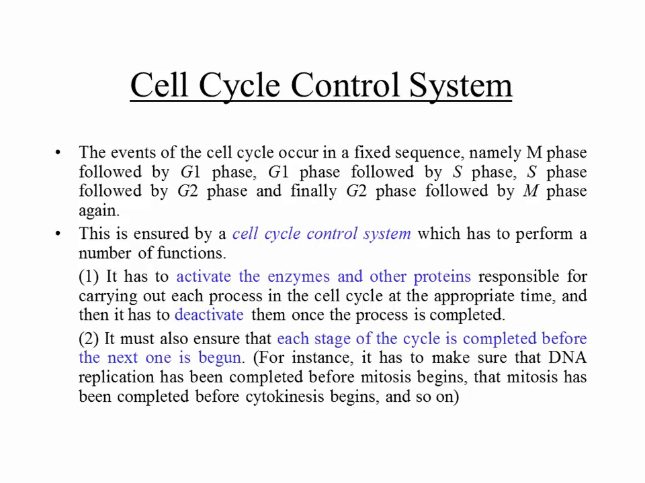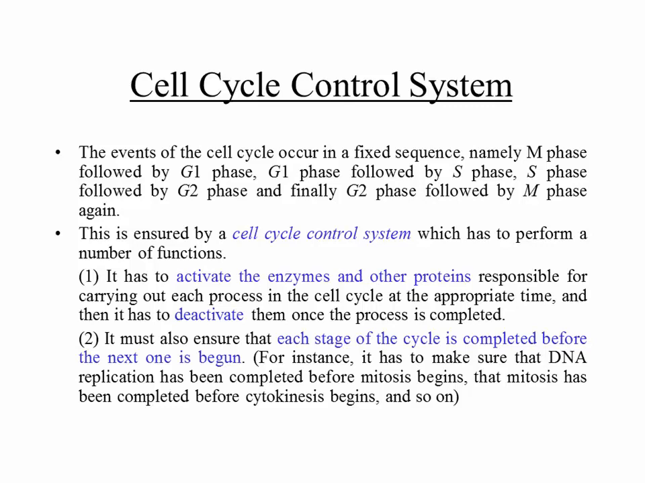First of all, it has to activate the enzymes and other proteins that are responsible for carrying out each process in the cell cycle at the appropriate time. And then it has to deactivate them once the process is completed. It must also ensure that each stage of the cell cycle is completed before the next one is begun. For example, it has to make sure that DNA replication has been completed before mitosis begins, and that mitosis has been completed before cytokinesis begins. Cytokinesis is again the splitting of the cell in two. Mitosis is the nuclear division. So it has to make sure that the step before has been completed before it moves on to the next step.